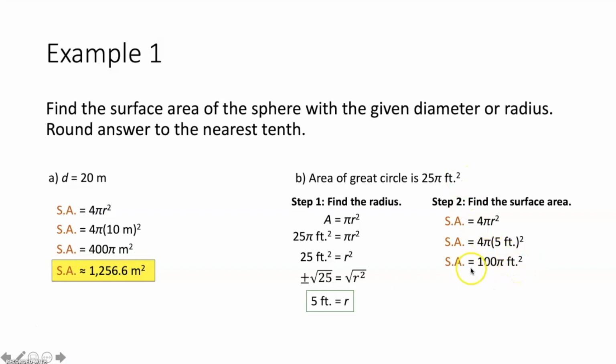But I don't want the exact surface area. This question wants you to round your answer to the nearest tenth. So in your calculator, you're going to take 100, multiply it by pi, and round to 1 decimal place, and you get that the approximate surface area of this given sphere is going to be 314.2 feet squared.